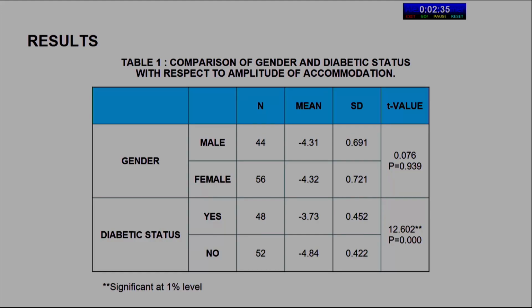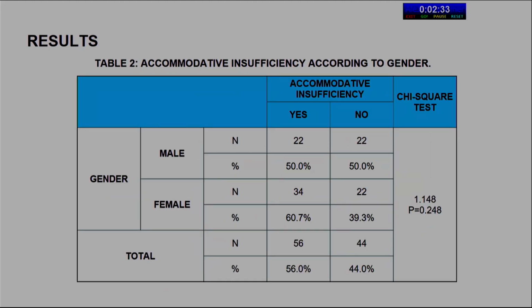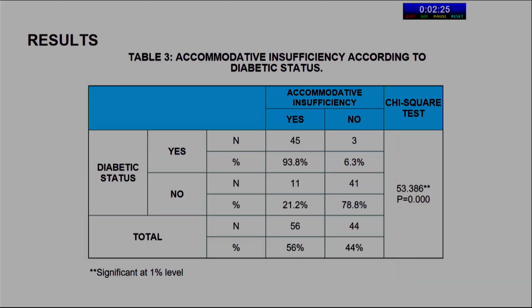Table 2 represents the accommodative insufficiency according to gender, and the chi-square test showed no statistical significance here. Table 3 demonstrates the accommodative insufficiency according to diabetic status, and the chi-square test here demonstrated statistical significance.